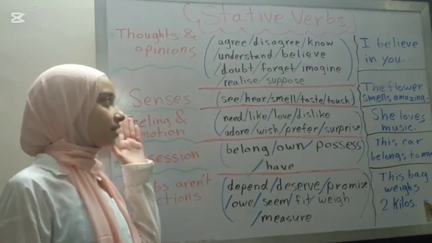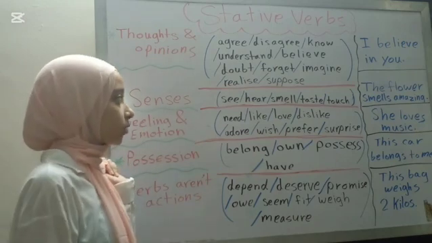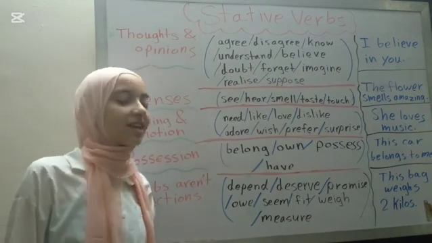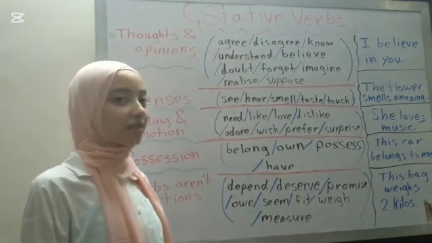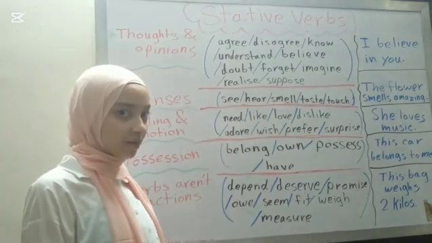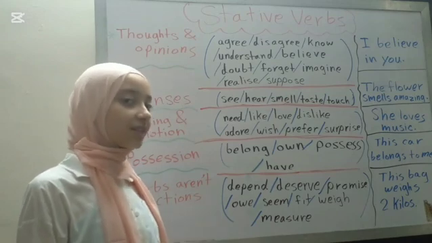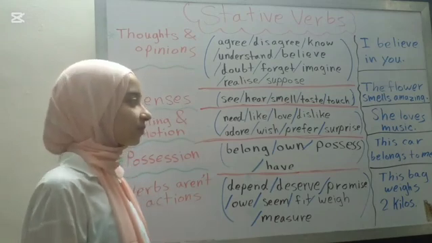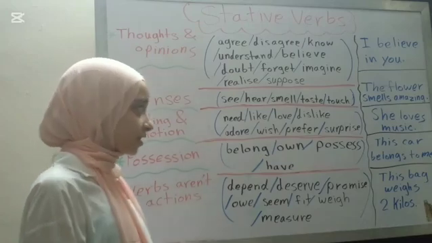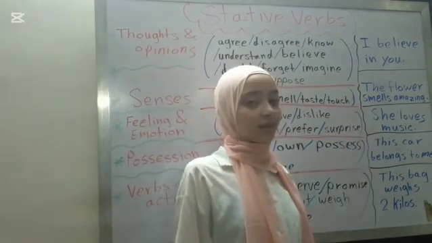The other part is about senses. We know we have 5 senses. See with our eyes, hear with our ears, smell with our nose, touch with our fingers, and taste with our tongue. For example, the flower smells amazing.